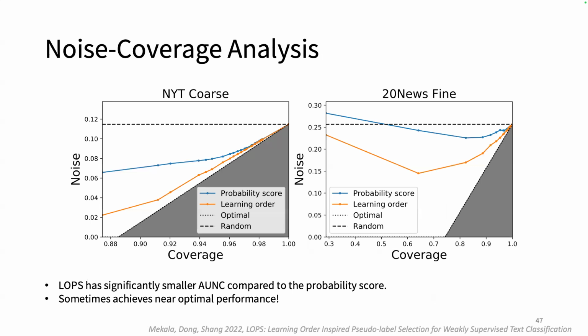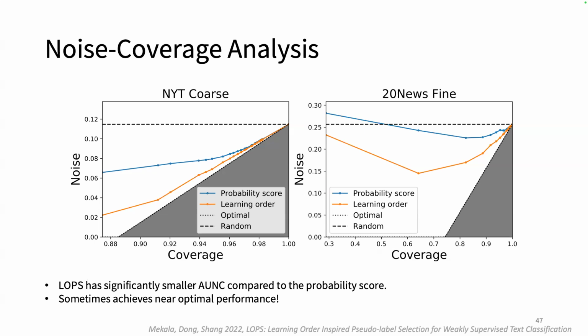We plot noise coverage plots for LOPS. We do this noise coverage analysis, and the intuition behind it is this: let's say you want to filter the noise. I can just select 5 samples which I think are perfectly correct, and then say I've eliminated 100% of the noise. But the problem with that is you have also eliminated the whole training data.